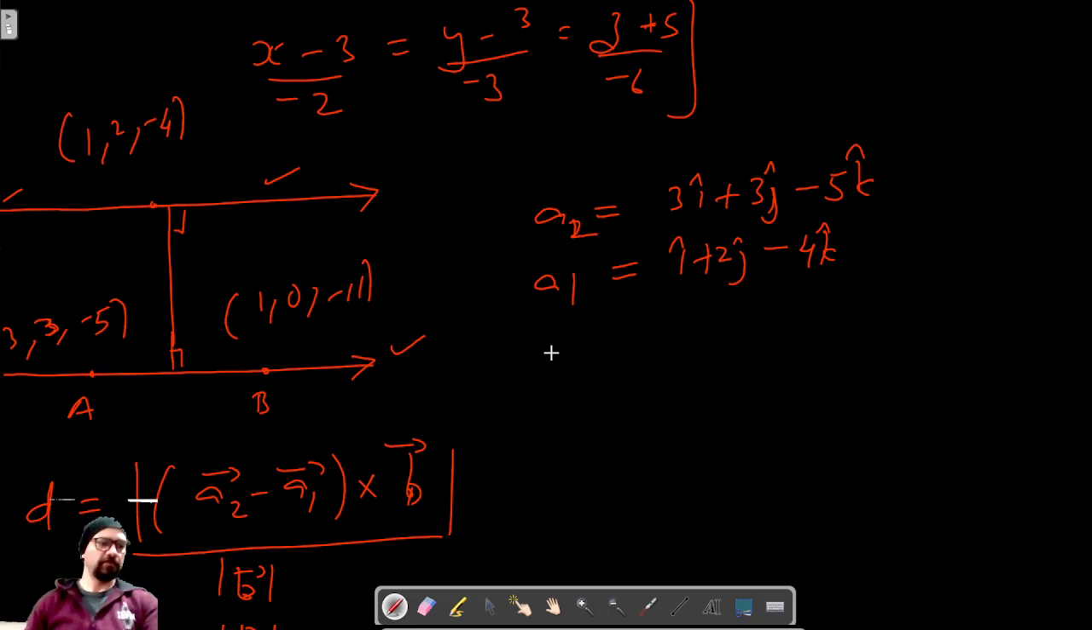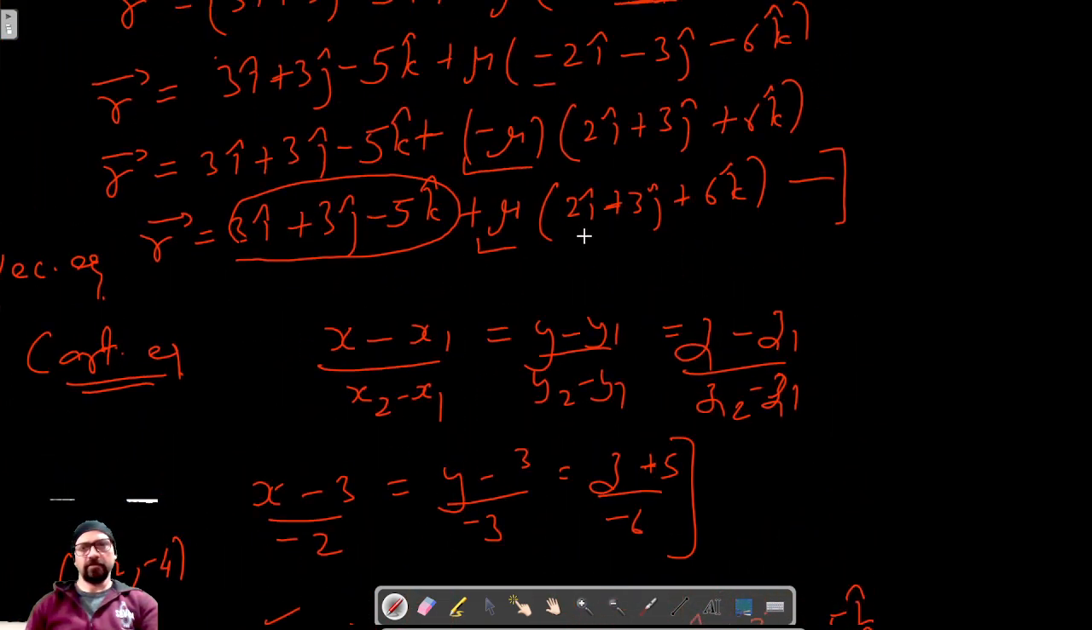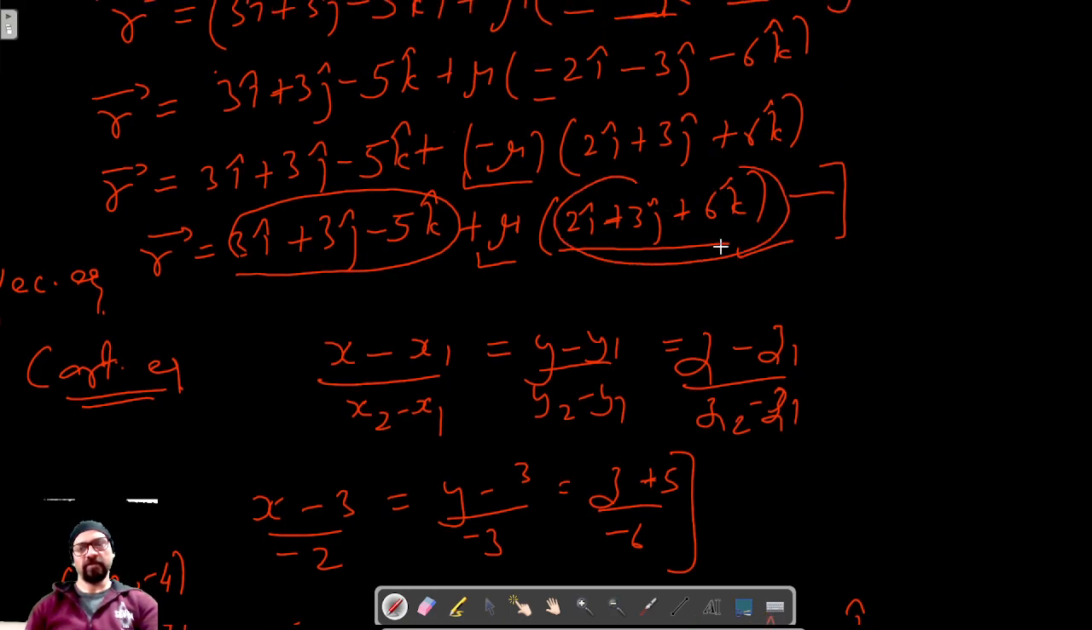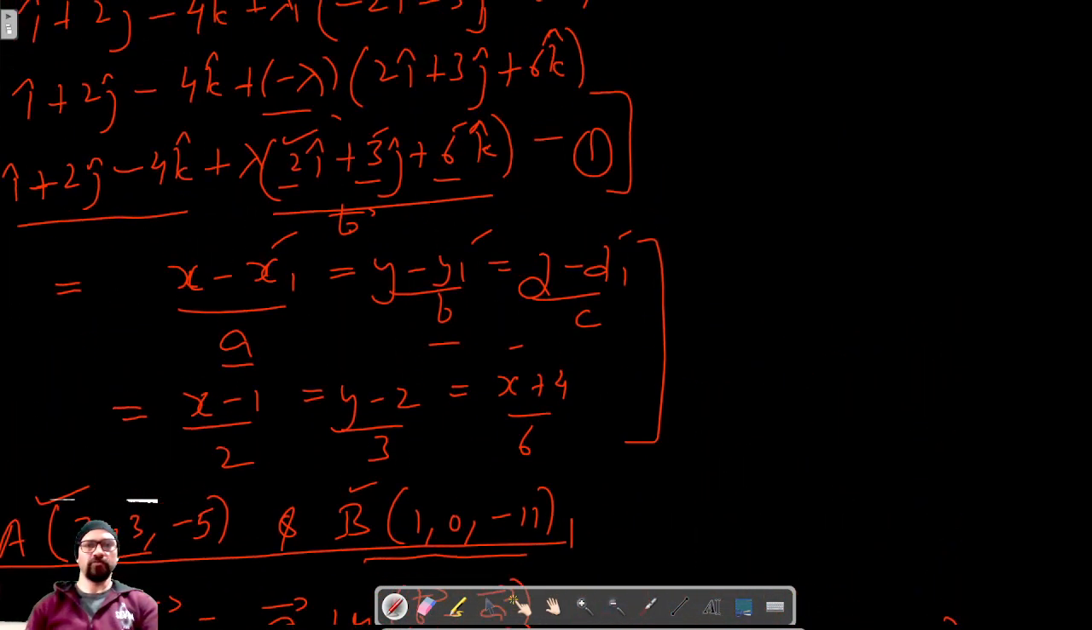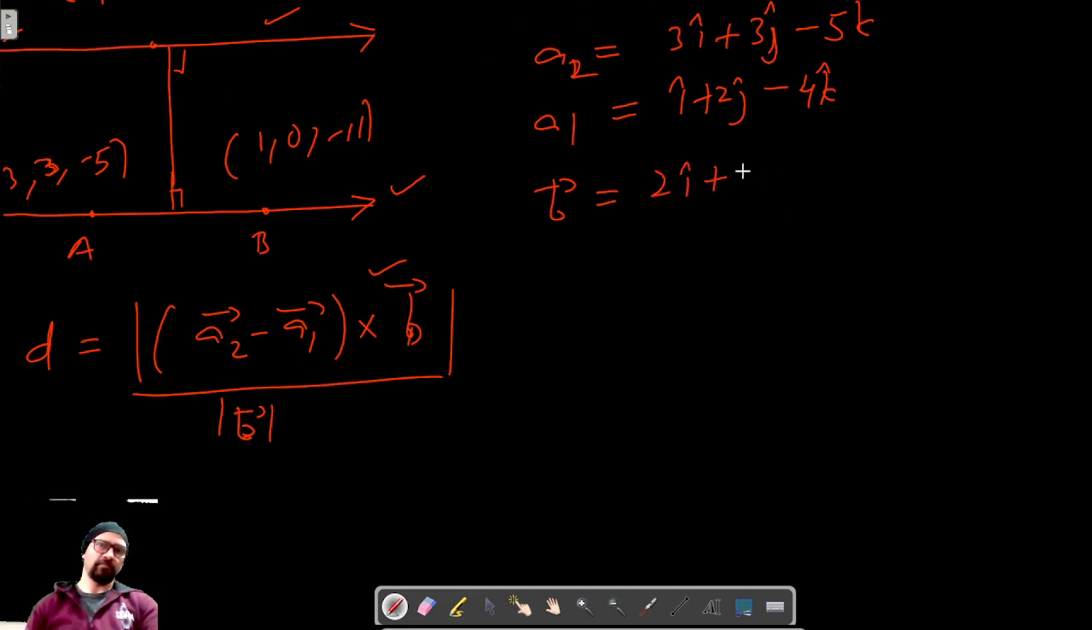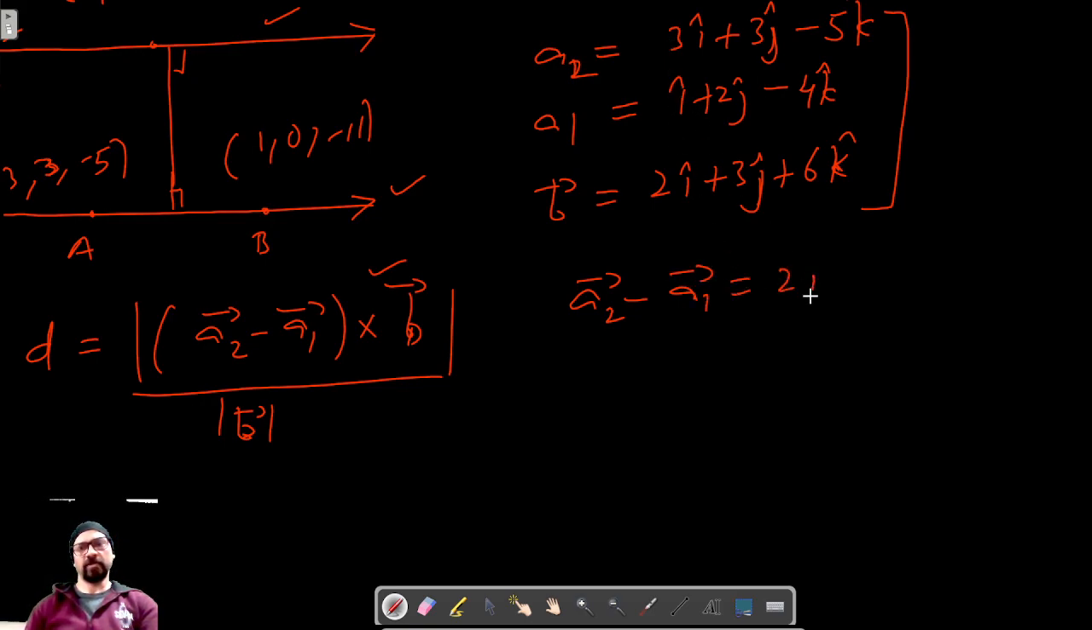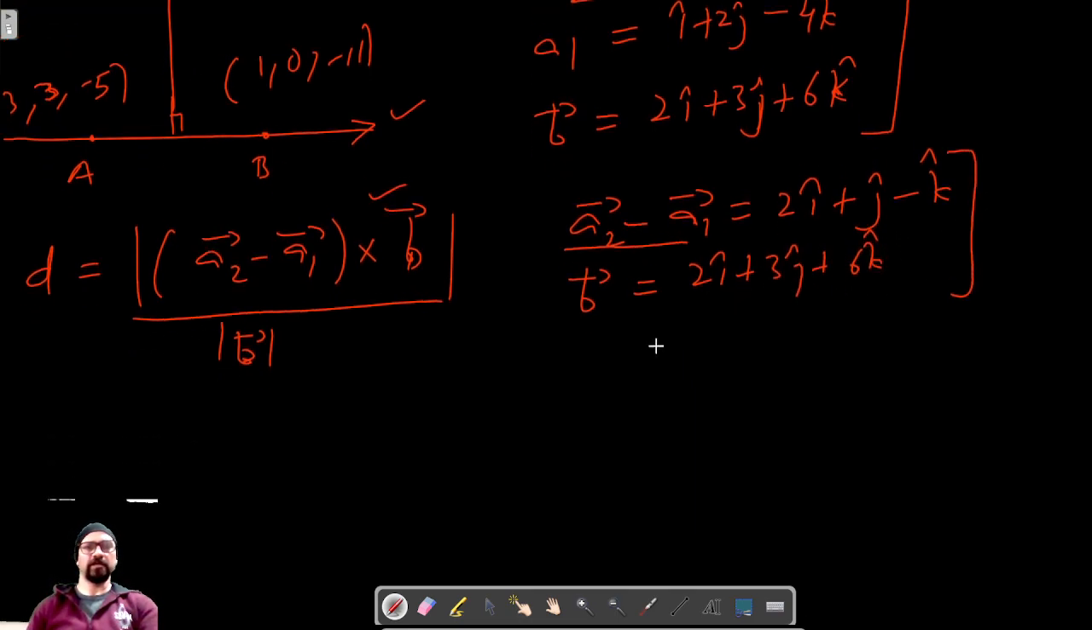Okay, we also write down B vector. Because these two lines are parallel, both of them have the same B vector: 2i plus 3j plus 6k. So we have the required information to find the distance, and now let's find out A2 minus A1. So A2 minus A1 vector is 3 minus 1 is 2, 3 minus 2 is 1 j cap, minus 5 plus 4 is negative k cap. So 2i plus j minus k is A2 minus A1, and B vector is 2i cap plus 3j cap plus 6k cap, and now we have to find their cross product.